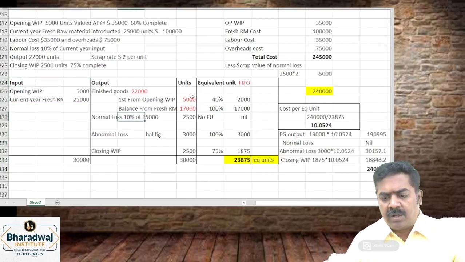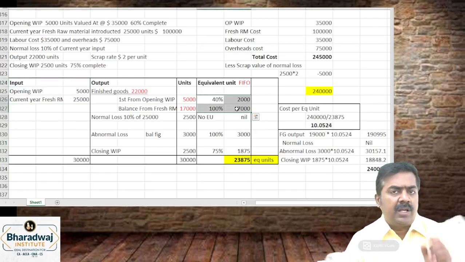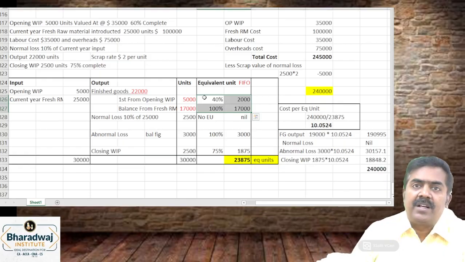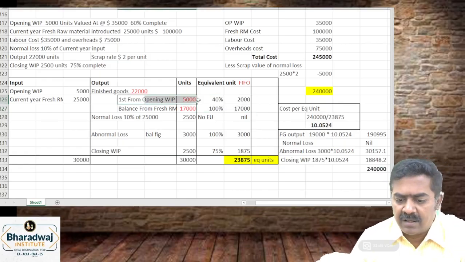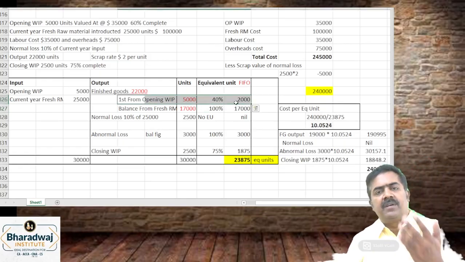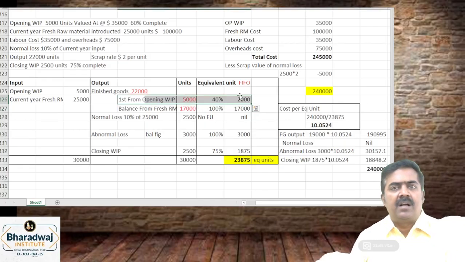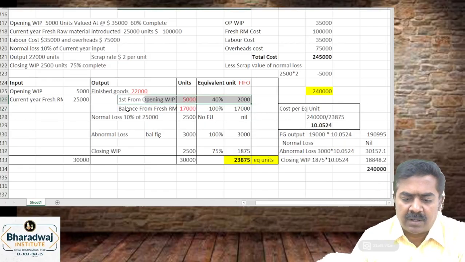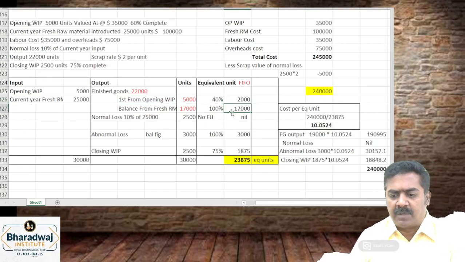So, do you understand what is equivalent unit? Equivalent unit is nothing but equivalent completed value in the current year. Opening WIP, already we have done 60% of work. Current year we do how much? 40% of work. Balance from fresh raw material we take.